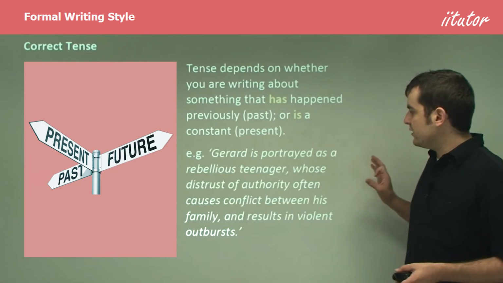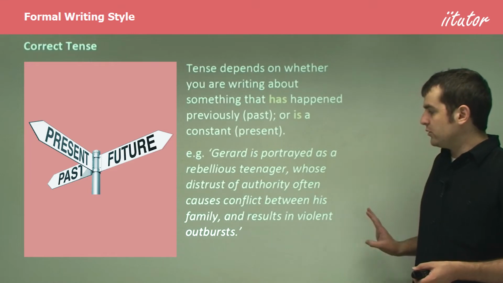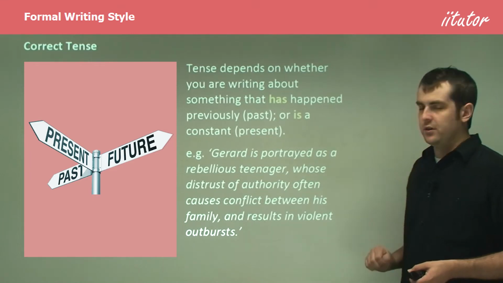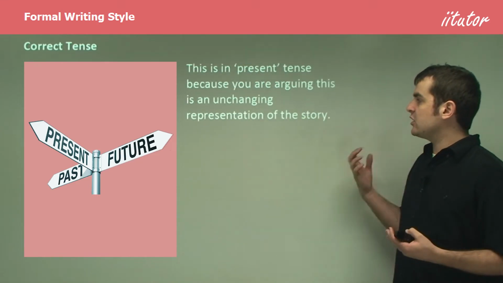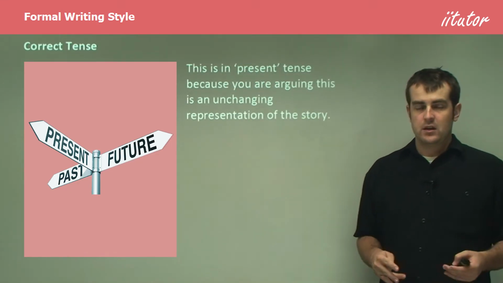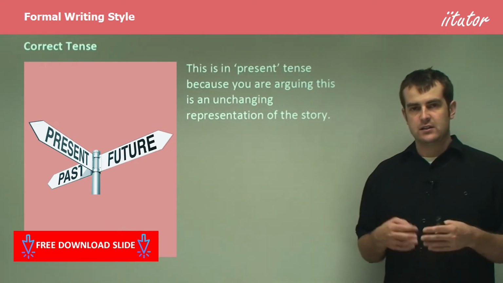So Gerard is portrayed as a rebellious teenager whose distrust of authority often causes conflict between him and his family and results in violent outbursts. Now this is in present tense. Why is it in present tense? Because it's an unchanging representation of the story. So even though I read the story in the past, my interpretation of it is unchanging.